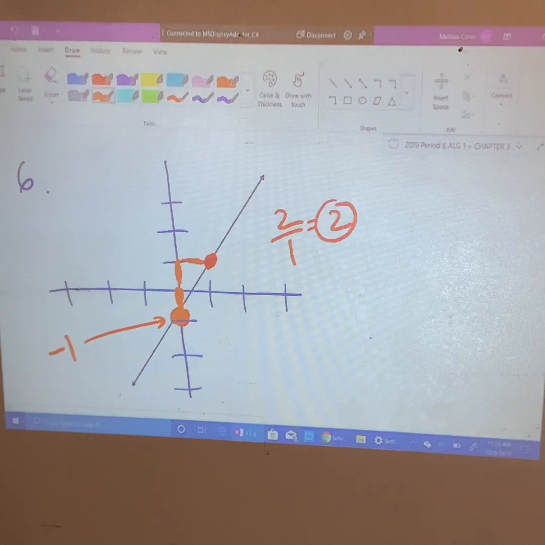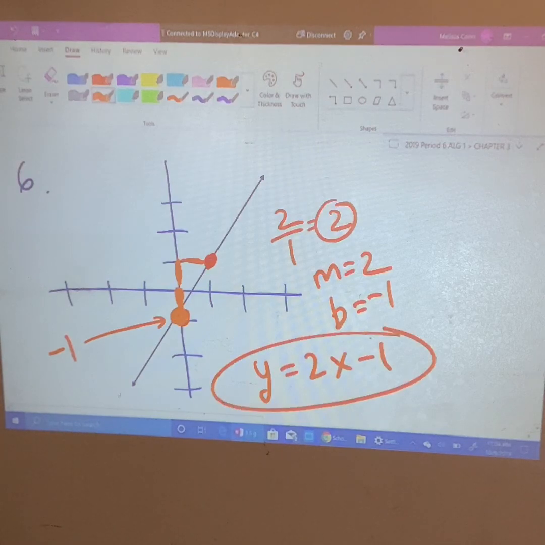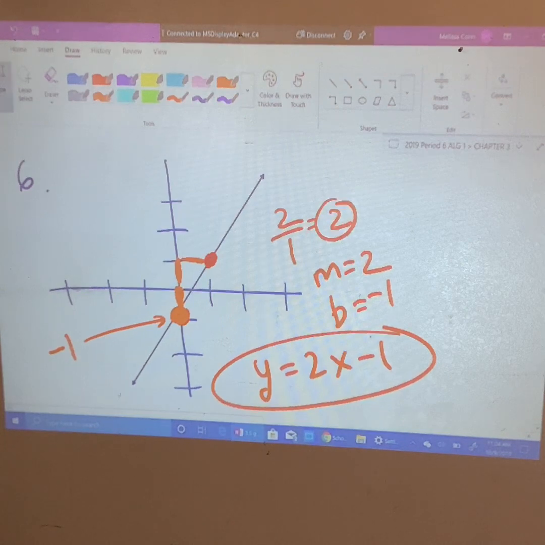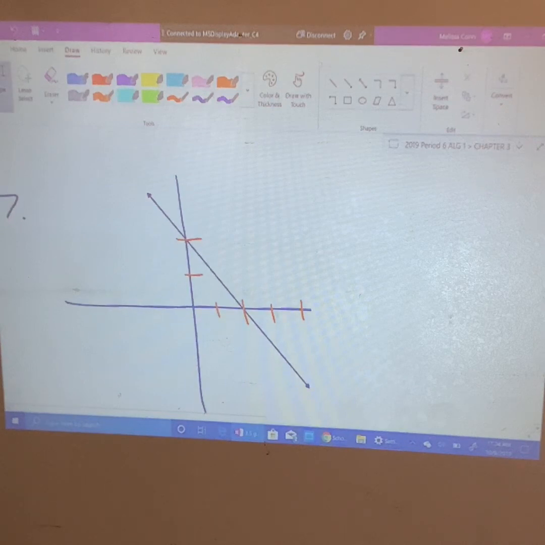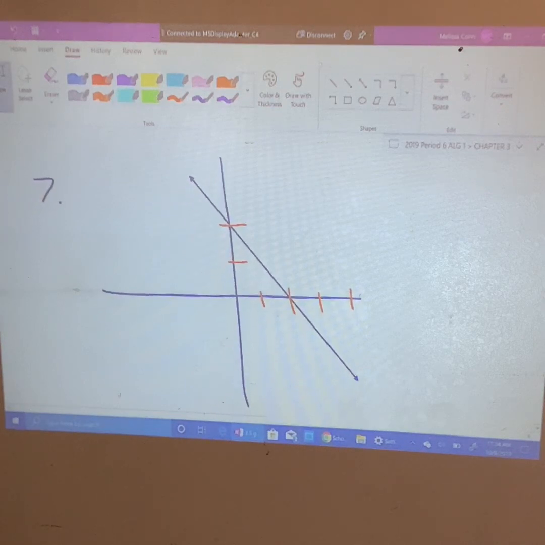I now know the equation of this line. My slope is 2. My y-intercept is negative 1. The equation is y equals 2x minus 1. That's the equation of this line. All right, one last one of those. And this is your video lesson on how to find the slope and the y-intercept.